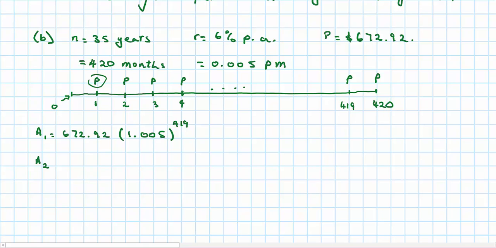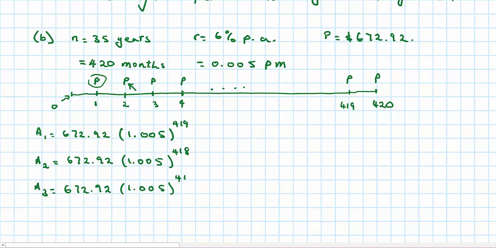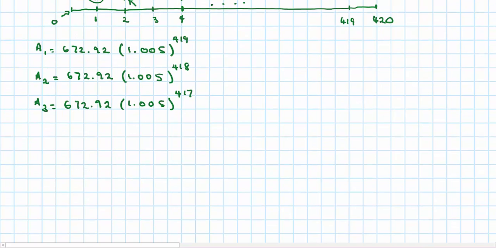Amount 2, that's this one here, that's an amount of $672.92, accumulates interest at 0.005, and it's in the account for 418 months. Amount 3, 672.92, 1.005, 417, and so on. And I hope you can see we've established the pattern.